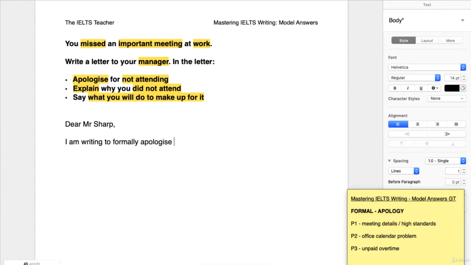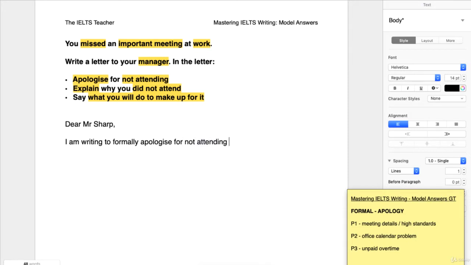And what this suggests is that we may have actually apologized in person already, maybe over the phone, or we've spoken to the manager. Formally apologize, we're putting it in writing. It's important for the records, for the business records. What are we apologizing for? Well, we're writing to formally apologize for not attending.